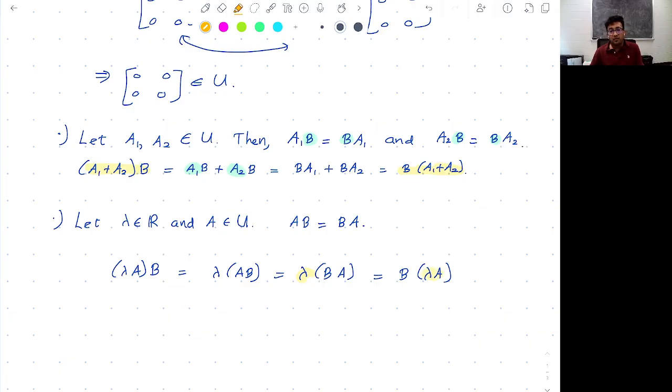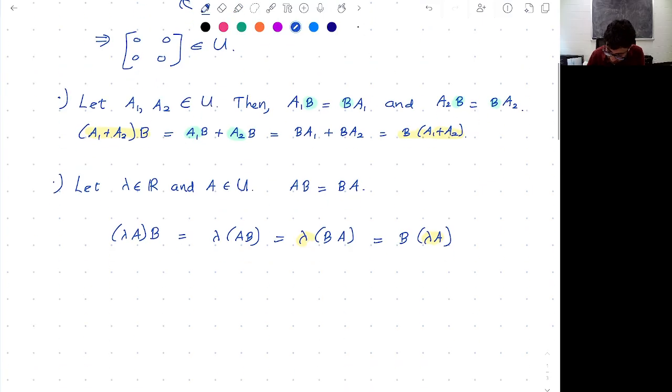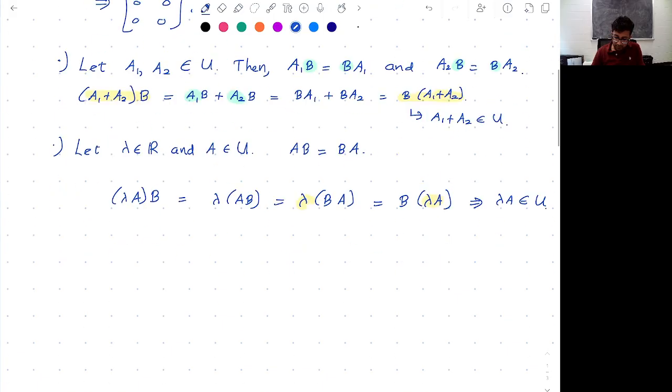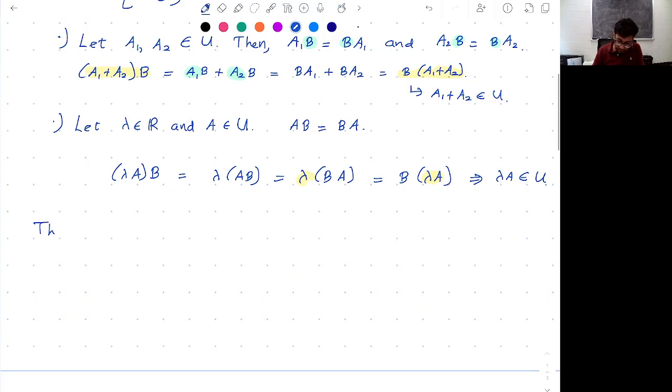So I showed that lambda A times B is equal to B times lambda A. What does this imply? Lambda A belongs to U. Similarly, I have to write that A1 plus A2 belongs to U. So U is closed under addition and scalar multiplication. Therefore, U is a subspace of M22.